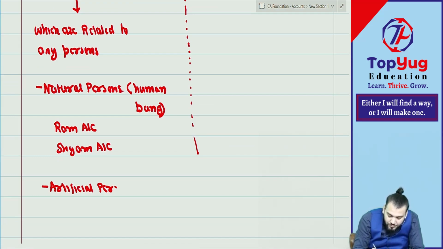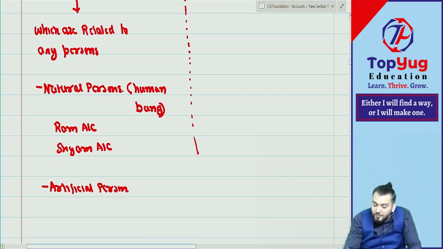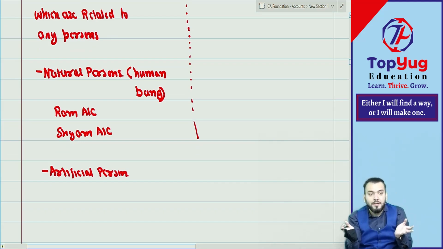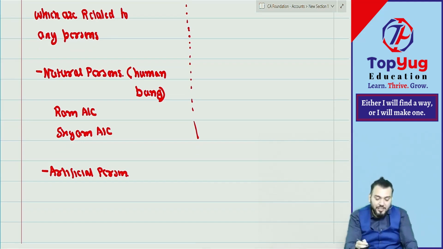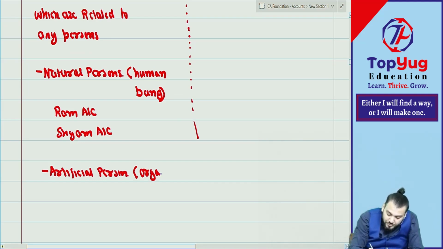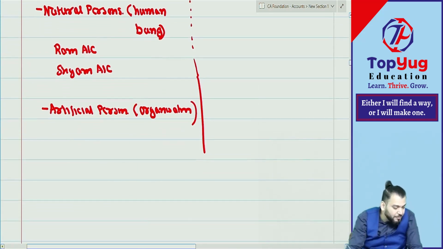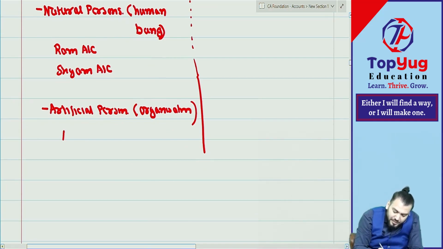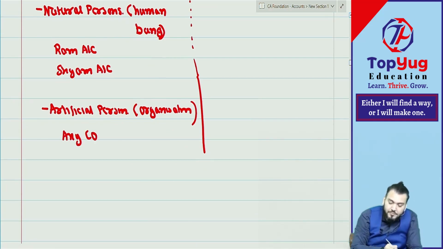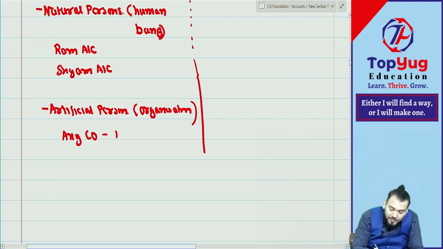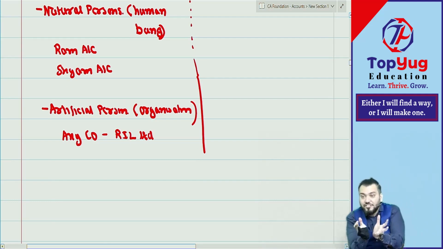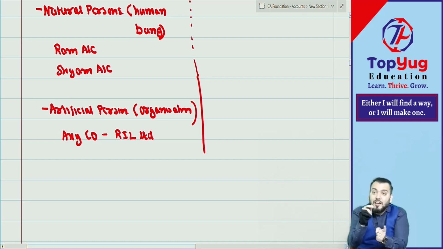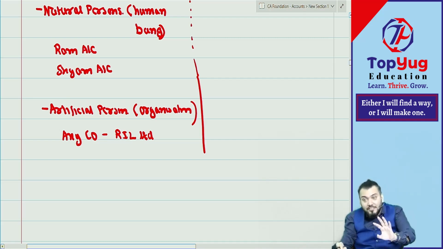Artificial persons. Artificial person means which is created by human beings, means any organization. Correct, that is what artificial person means. Can I say in this, we can say any company. For example, Reliance Industry Limited. So Reliance Industry Limited is an organization. It is an artificial person. So if I open the RIL Limited account, it is also a personal account, but an artificial person.